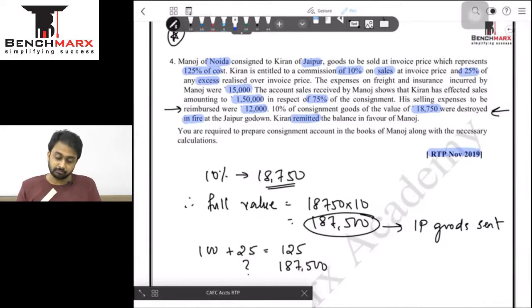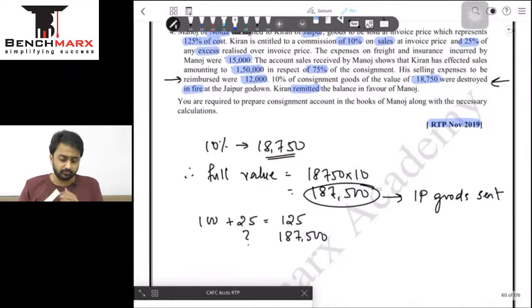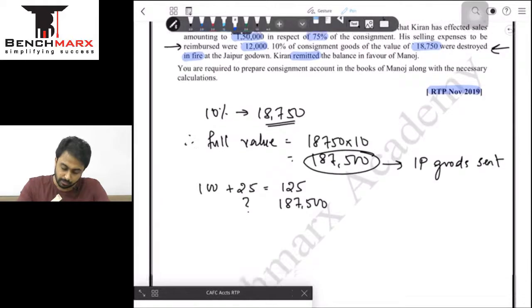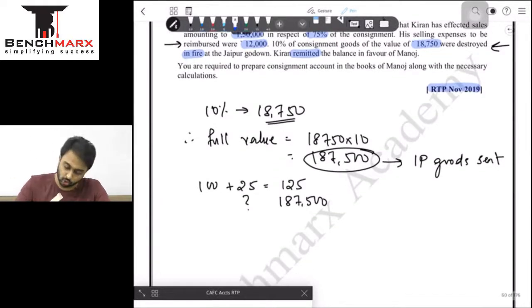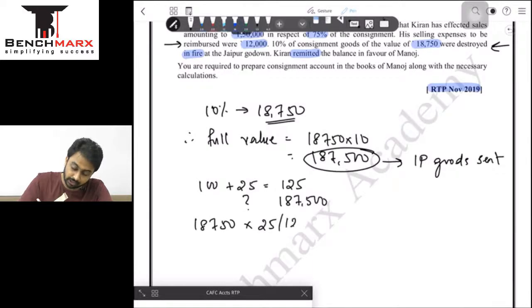Abnormal loss was 10% of the value of the goods. So let us start with the abnormal loss. Now 18,750 is the invoice price of the goods. My job is to value the goods at cost. So 18,750 into 25 upon 1, this is our loading content, but I need cost. So 18,750 into 100 divided by 125. This is going to be the cost of the goods destroyed by fire.